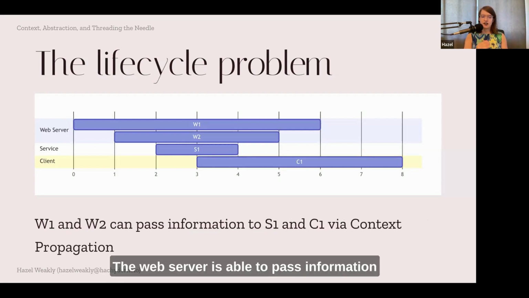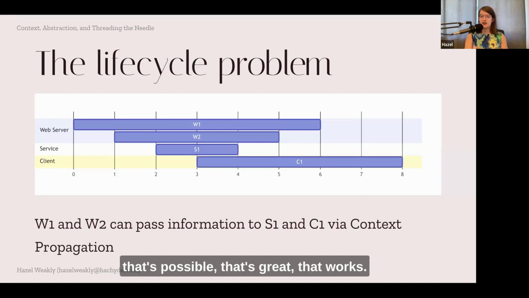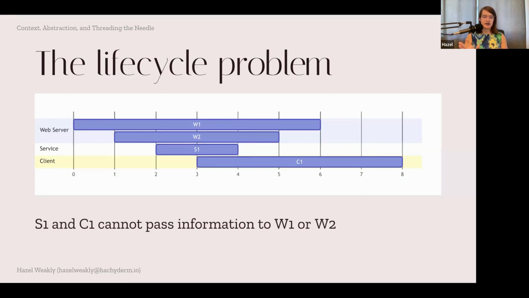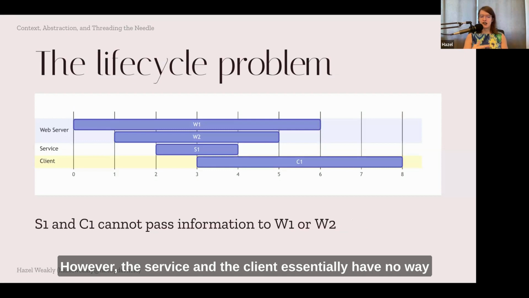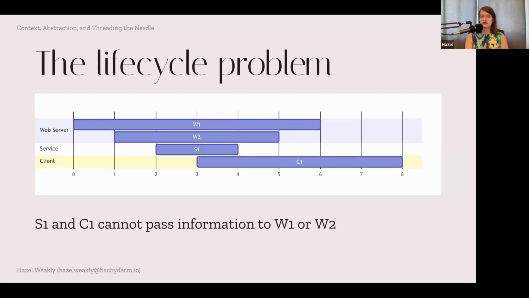The web server is able to pass information to the service and then the client via context propagation, which we talked about earlier. And that's possible, that's great, that works. However, the service and the client essentially have no way to pass any information back up to the web server. That's not happening. Forget about it.